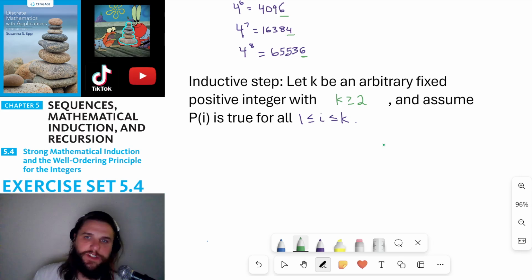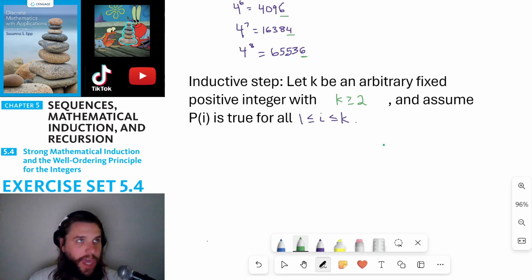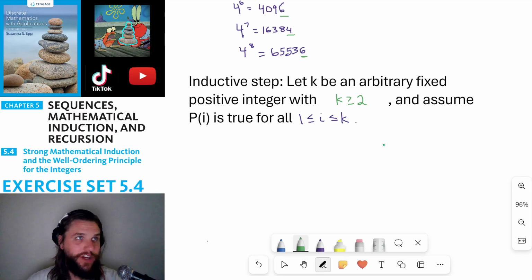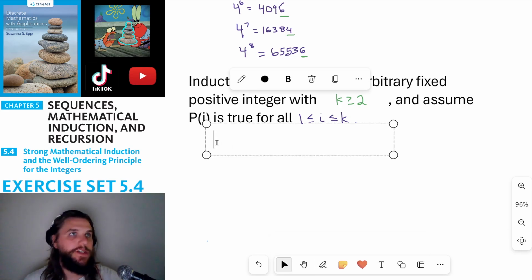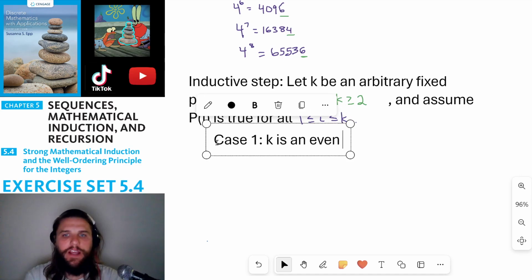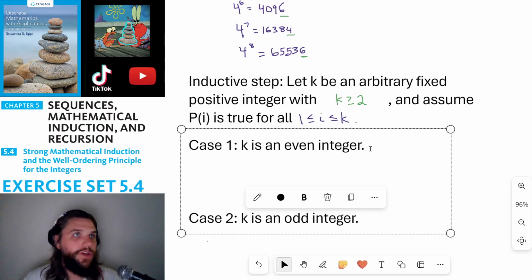For the inductive step, we will let k be an arbitrary fixed positive integer with k being greater than or equal to 2. Remember, in strong mathematical induction, k has to be greater than or equal to the largest base case. And then we're going to assume that P of i is true for all 1 less than or equal to i less than or equal to k. Now, we're going to break up this inductive step into 2 different cases. Case 1 is going to be where k is an even integer. Case 2 is going to be where k is an odd integer.